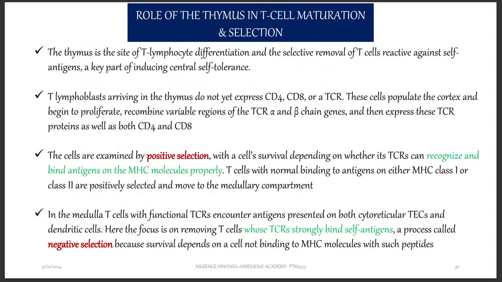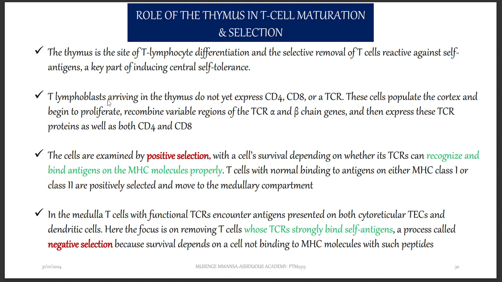So what is the role of the thymus in T cell maturation and selection? The thymus, we have said, is a site of T cell differentiation and the selective removal of T cells. Those T cells which react to self-antigens, in other words, those destroying what belongs to our bodies, are supposed to be removed. Why should they be removed? Because if they are allowed to continue into the blood, they'll start killing our own cells and you end up dying.